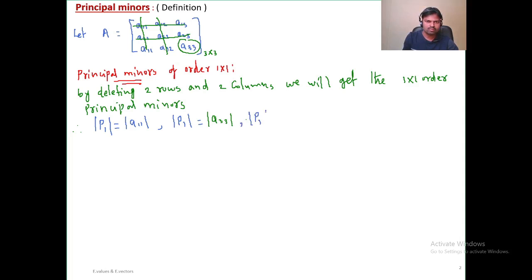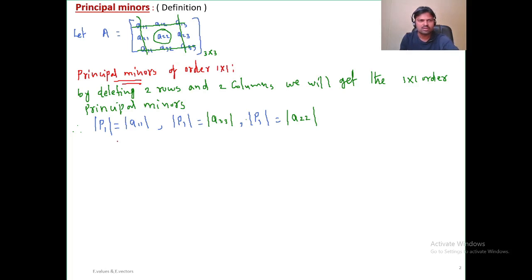Is there any possibility? Now first and second is over. What is left? First and third is left. All the combinations you have to take. First row, third row, and simultaneously first column, third column you eliminate. Then what remains? A22. So you only need to check the diagonal entries: A11, A22, A33. Not all the single entries. So this is about principal minors of order 1 by 1.